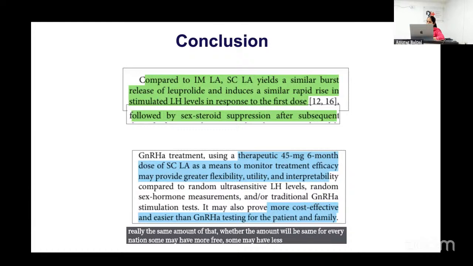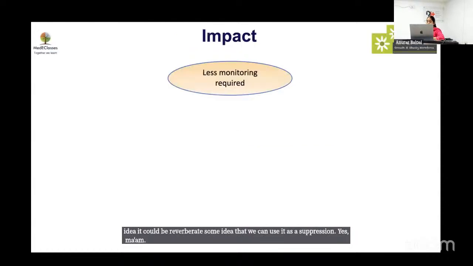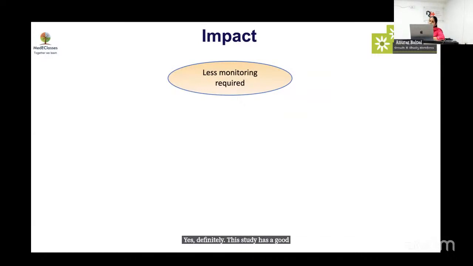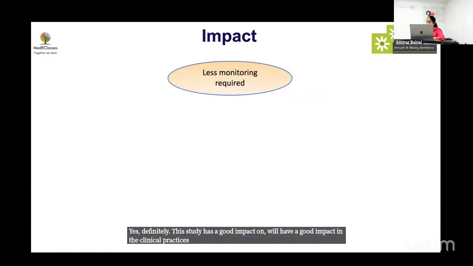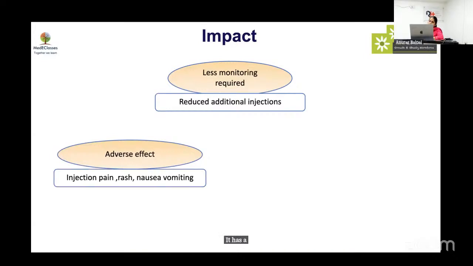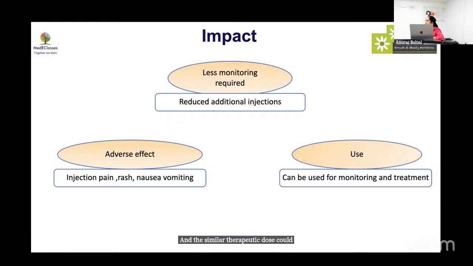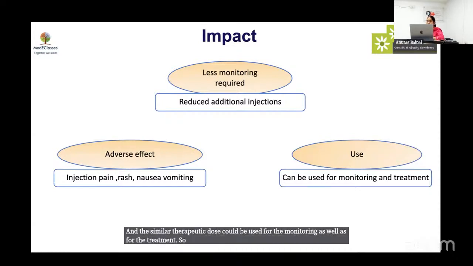Yes, but I think this is a good idea, it reverberates our idea that we can use it as a suppression strategy. Yes, definitely. This study will have a good impact in clinical practice, because less monitoring is required as it is given at 24 weekly intervals, and it also reduces the additional injections. It has very minor adverse effects like injection pain, rash, nausea, vomiting, which are minimal. And a similar therapeutic dose could be used for monitoring as well as for treatment. So it has a very good impact on clinical practice.